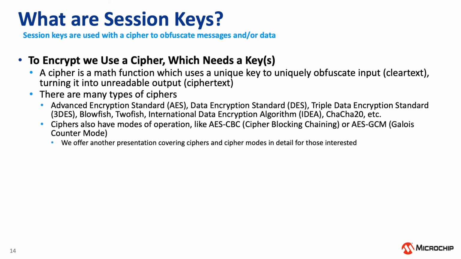And there are many types of ciphers, and you've probably heard of many of these. Advanced Encryption Standard, which is called AES, the Data Encryption Standard, which is called DES, and then DES turned out to be not strong enough, so they did it 3 times in a row, which is essentially what triple DES is. That's what triple Data Encryption Standard is, and they call it 3DES or triple DES. And then there's Blowfish, Twofish, International Data Encryption Algorithm, IDEA, and ChaCha20, and so forth.